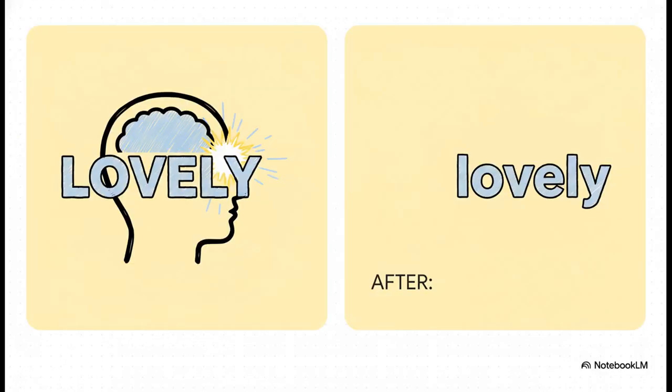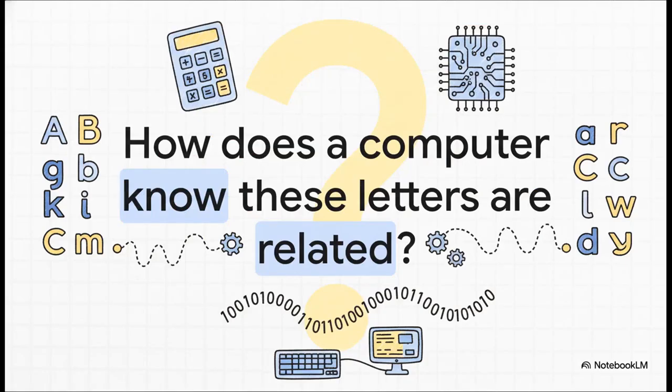I mean, for you and me, this is a total no-brainer. We see a word like LOVELY, and our brains just instantly get the lowercase version. We don't even have to think, right? It's just automatic. Obvious. But here's the thing. For a computer, it's not obvious at all.